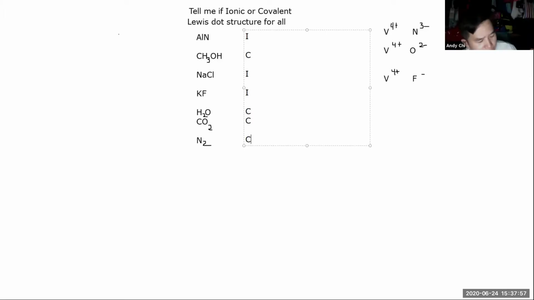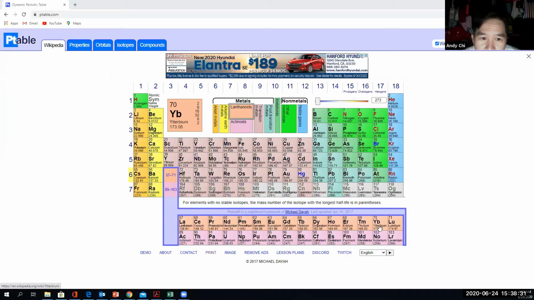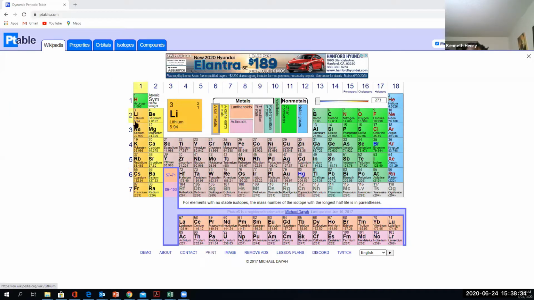So you have to look at the chart here. Let's say the first one, A. Okay, hold on one second. Let me get my periodic table up. AL. Then you can explain to me what you're saying. Okay. Let me switch my screen. That one is covalent, that's why. Okay, so now what were you saying?